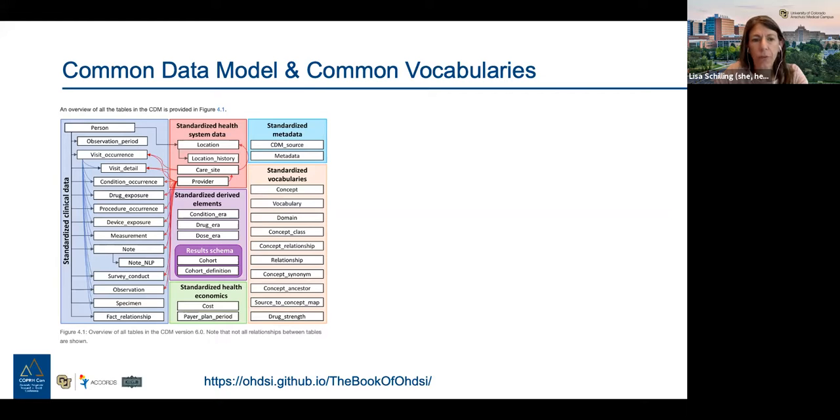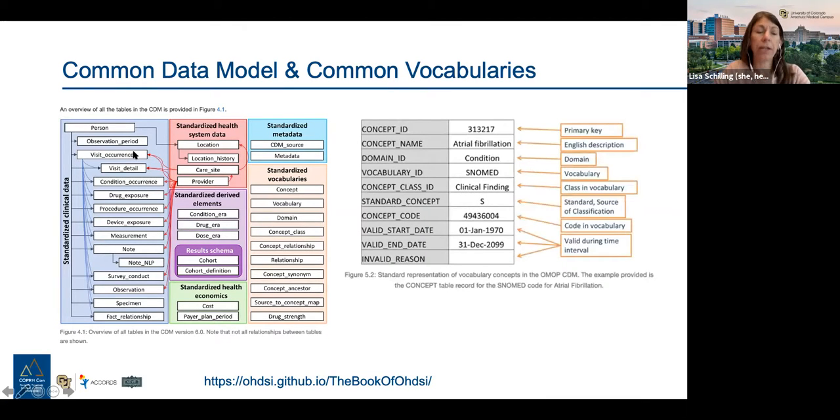Some of the standardized derived elements have to do with derived variables that we may compute or create, that have to do with things like how long a person had a certain condition, or how long they were on a certain drug, or how long they were on a dose of that drug. And then the last column really maintains the standardized vocabularies themselves. Because we not only need to have data formatted in the same kind of representational model, but we have to have the same semantic meaning about the data.